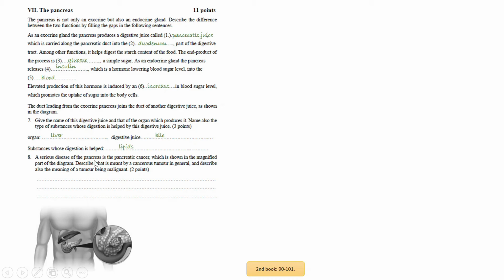A serious disease of the pancreas is the pancreatic cancer, which is shown in the magnified part of the diagram. Describe what is meant by a cancerous tumor in general, and describe also the meaning of a tumor being malignant. Okay, so we have two questions in here. First one, what is a cancerous tumor? A cancer is a disease of uncontrolled cell division in general, and then a malignant tumor, benign tumor is the other type. The malignant tumor is the tumor that has metastasized, so actually the cancerous cells spread to other body parts. And this is what I wrote down in here.